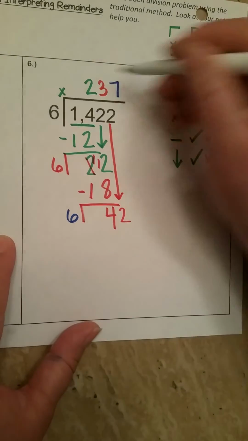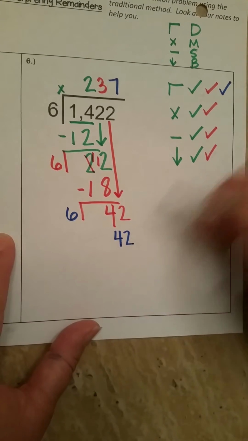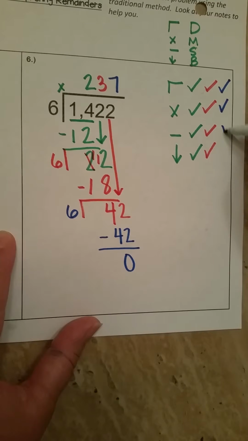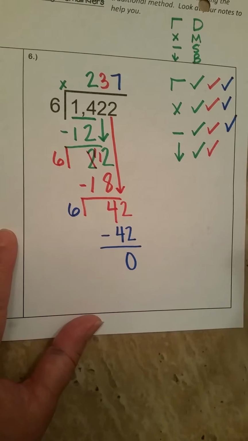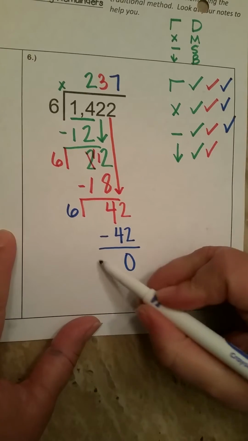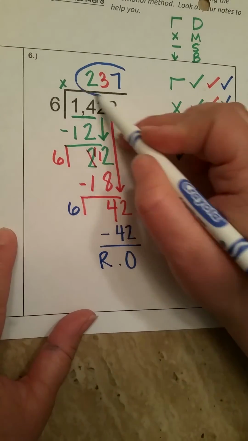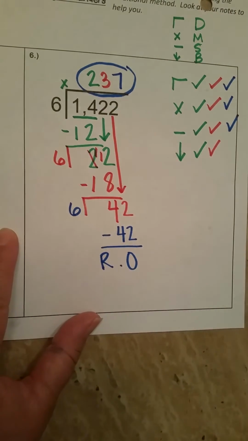Now I'm going to multiply. 7 times 6 is 42. Multiply. Subtract. Did that. There's nothing else to bring down, so I don't have to check that off because there is nothing to bring down. And so I have a remainder of 0. So this is my final answer, I think. But of course, I always need to do the multiplication check.